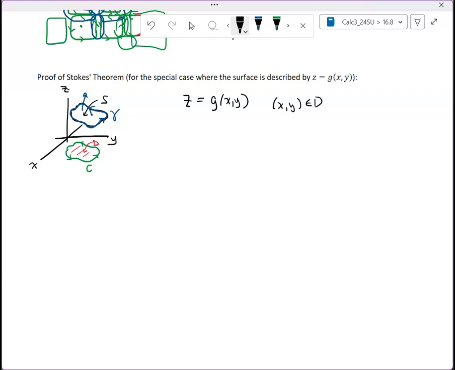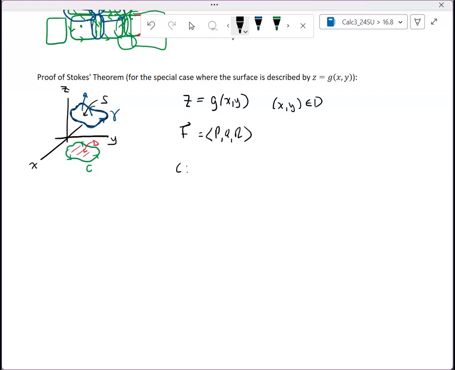That's our surface. We'll suppose that we have a vector field that is P, Q, R. P, Q, and R are scalar functions of three variables, x, y, and z. What else do we need? So gamma is the boundary of S, and C is the boundary of D.